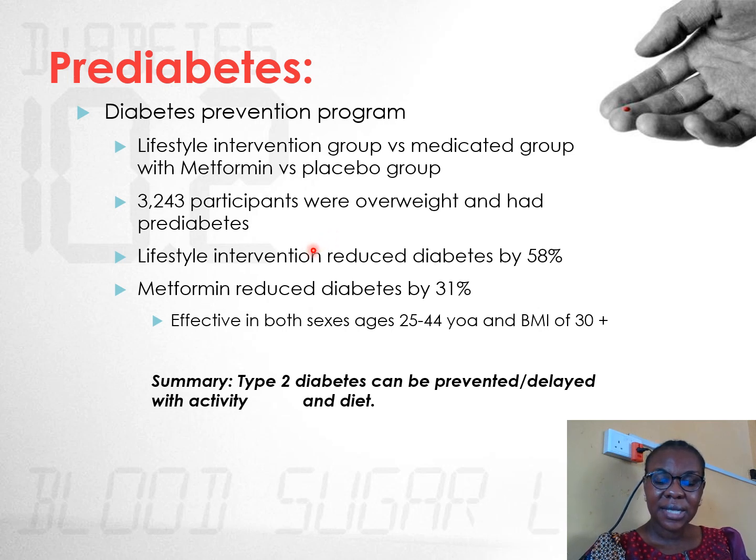Now, lifestyle intervention, lifestyle modification, which is exercise, weight reduction, high fiber diet, and a couple of other things, reduced their diabetes by as much as 58%. Metformin, a drug that is given to diabetic patients, reduced it by only 31%. So which would you rather go for? Someone who is pre-diabetic should just adjust the lifestyle that led them to being pre-diabetic in the first place. So in summary, type 2 diabetes can be prevented or delayed with activity and diet in a pre-diabetic individual.